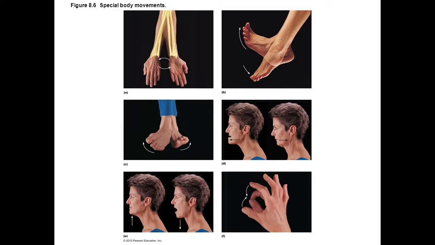Next, supination is a movement of the forearm that turns the palm anteriorly, whereas pronation is the movement of the forearm that turns the palm posteriorly. Opposition is a movement of the thumb in which the thumb moves across the palm to touch the tips of the fingers on the same hand. This is the movement that gives humans the ability to grasp and manipulate objects with precision.